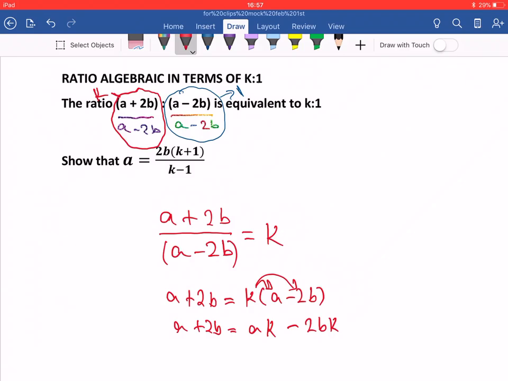So if we take away A and add 2BK, essentially you're getting the A's on the right-hand side. So cancel and cancel. This means on the left we're going to have 2B plus 2BK, and on the right we're going to have AK minus A. And that way it just keeps things positive, I guess.